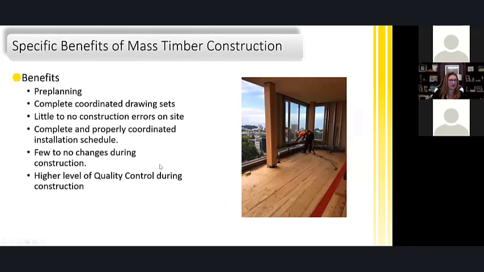And then the benefits of mass timber: pre-planning. It's awesome. If you spend the time and the effort and the energy in the pre-planning, it is an amazing product come the time that you start doing that installation. It builds like a spec. It builds like you're putting together a model car, and all the pieces are there and you just put them all together. You get a real completed, coordinated set of drawings.